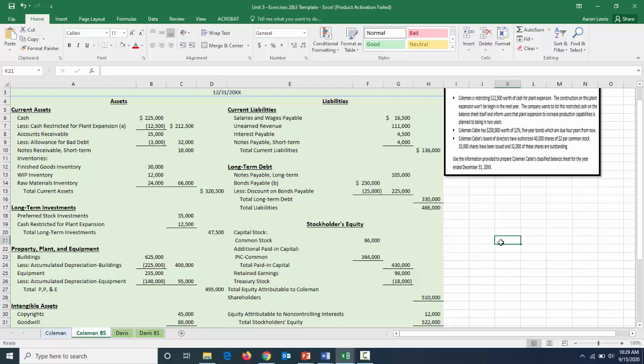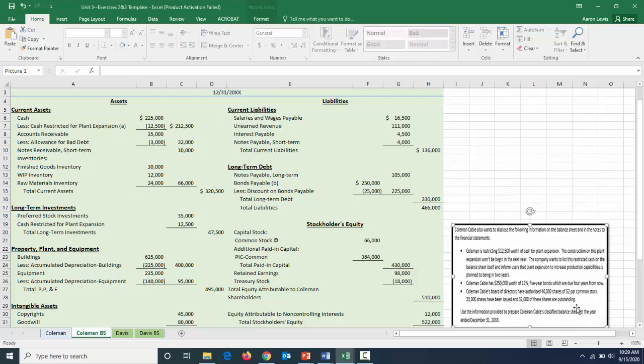And the third thing that we have to disclose is that Coleman Cable's board of directors have authorized 40,000 shares of $2 par common stock. 33,000 shares have been issued, and 32,000 of these are outstanding. Well, let's put that next to our common stock, because that's what that information is about. We're going to call that C. And now we can go fill in our notes.